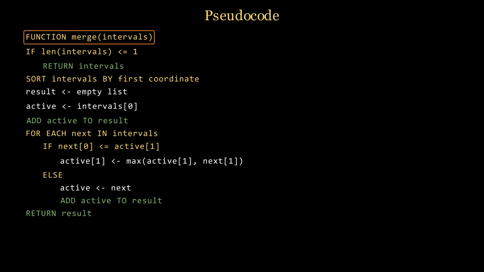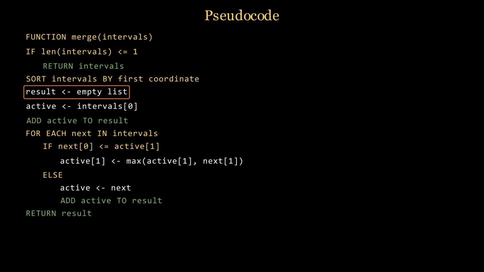Pseudocode for merge intervals: sort by start, keep one active interval and a result list, merge overlaps in place, otherwise append a new active interval. If there is at most one interval, nothing to merge. Return the input unchanged. Sort by first coordinate for a left-to-right scan.